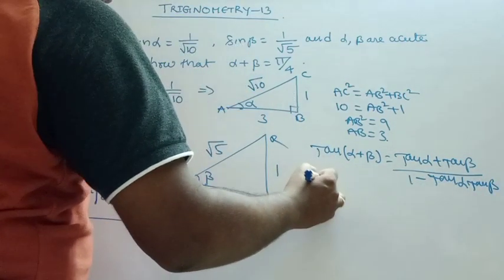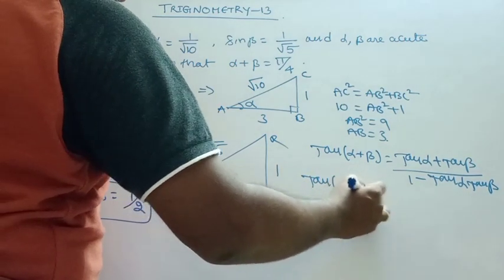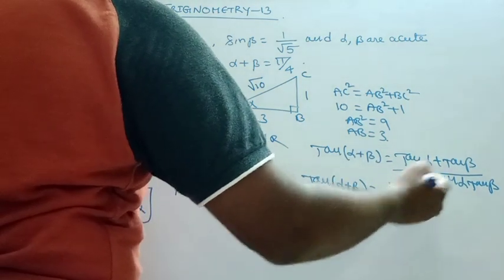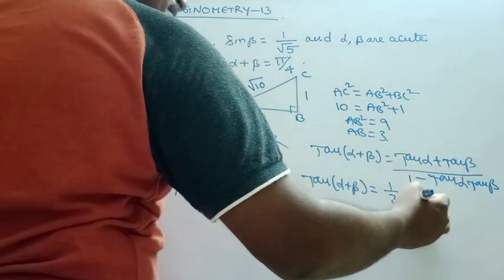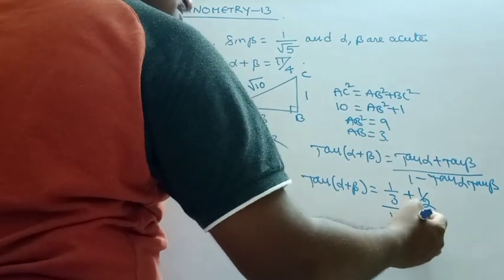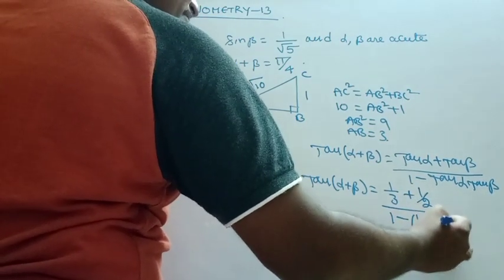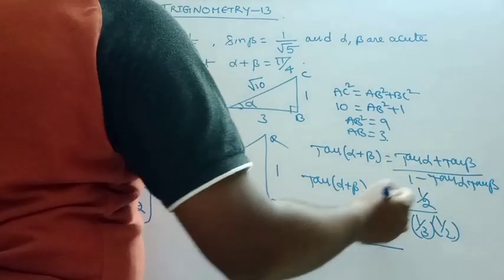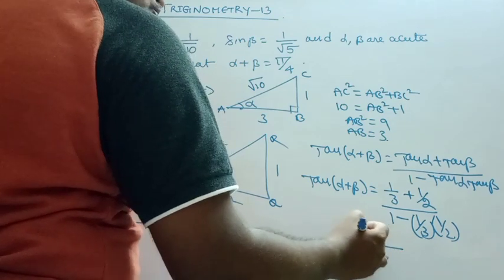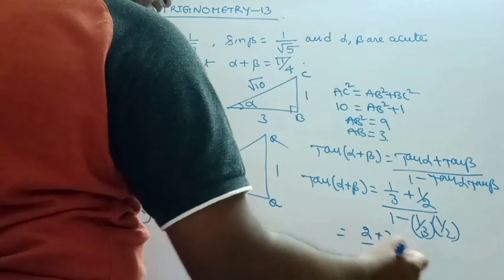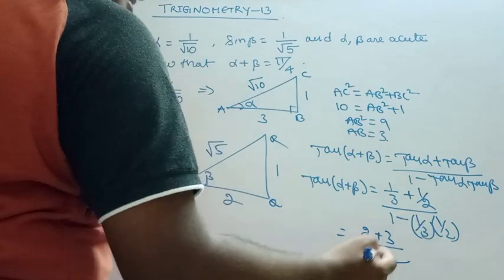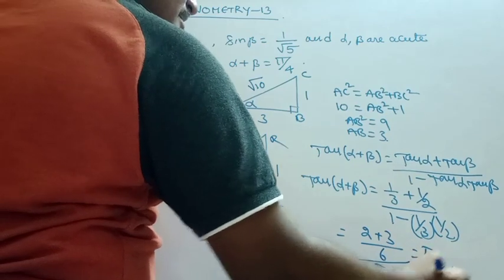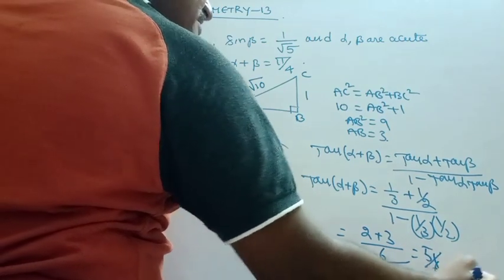Now tan of alpha plus beta is equal to, tan alpha value is what? 1 by 3 plus tan beta, that is 1 by 2, divided by 1 minus 1 by 3 into 1 by 2, like this. This is nothing but, the LCM for 3 and 2 is what? 6, 3 2's, 2 3's, divided by 1 minus 1 by 6. That becomes what? 5 by 6. Now this is 5 by 6 by 5 by 6. This will be cancelled.